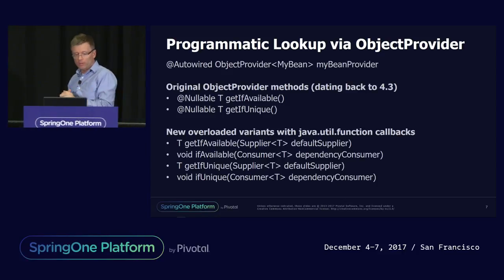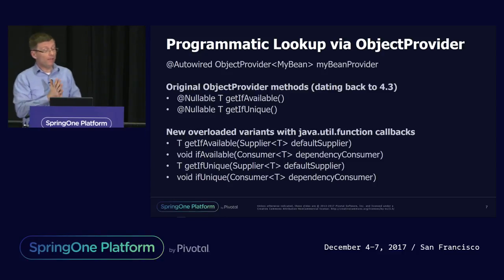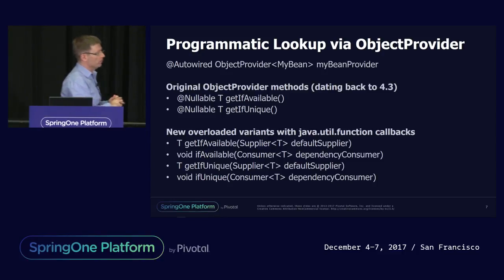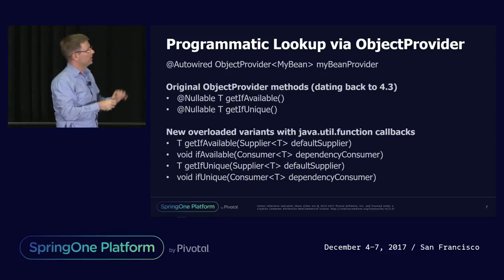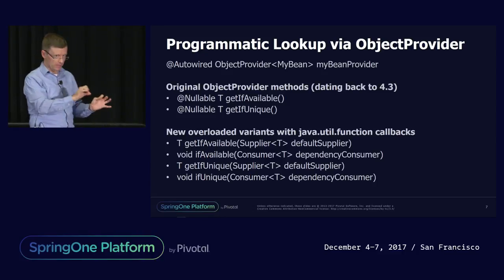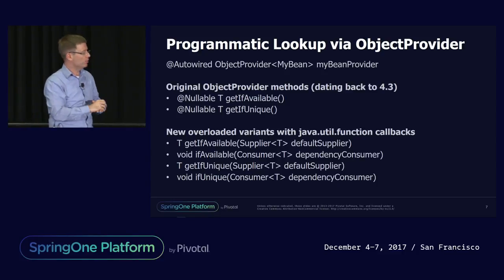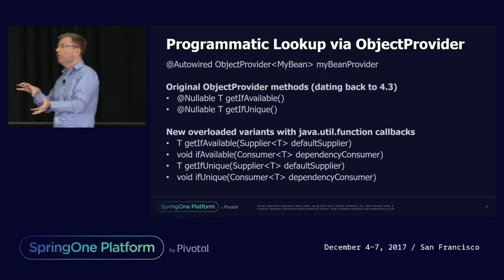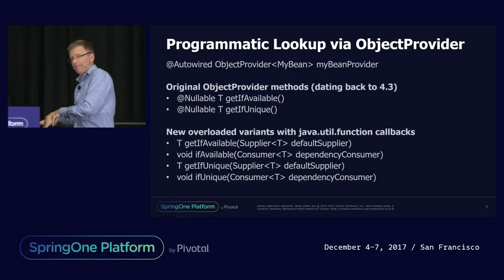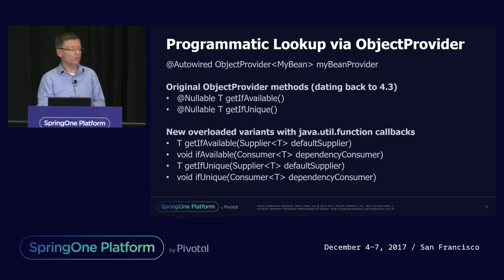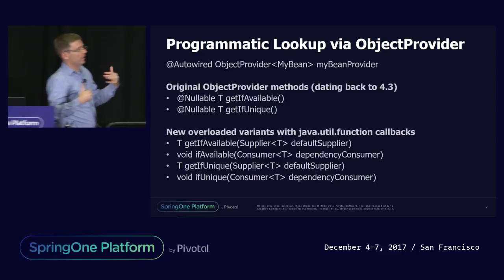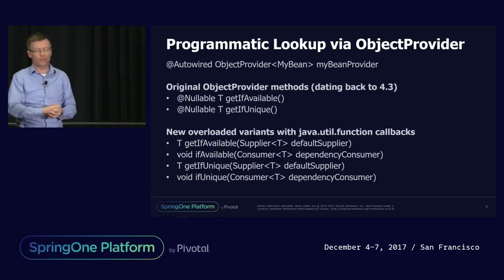The same for getIfUnique, of course. And we also have ifAvailable variants with a consumer, which is a little bit functional style here, right? So you could say objectProvider.ifAvailable: if your target object in the application context is actually available, I'm going to consume it with this lambda expression here. So there's nothing returned from those methods. They're basically triggering a callback if the object is actually available.